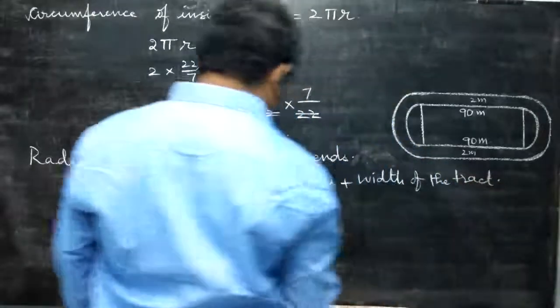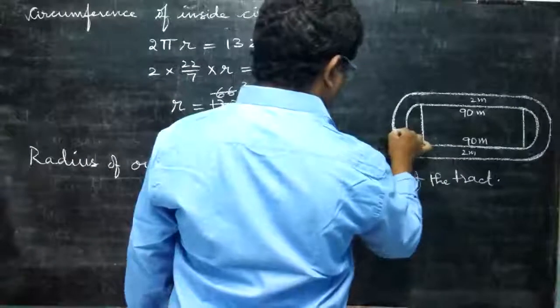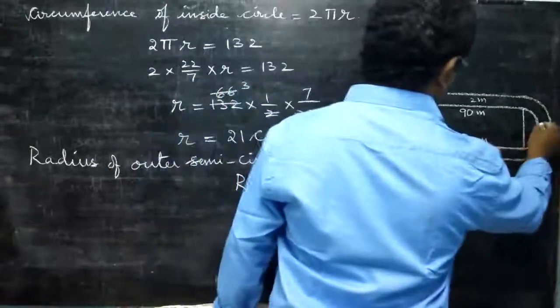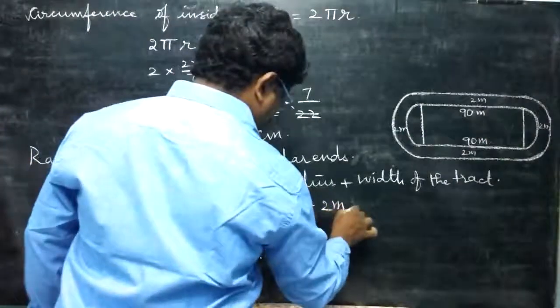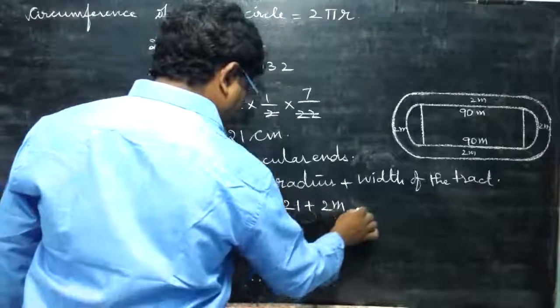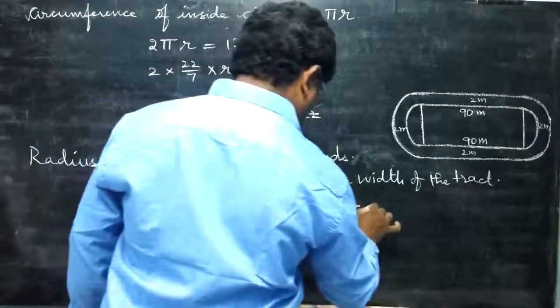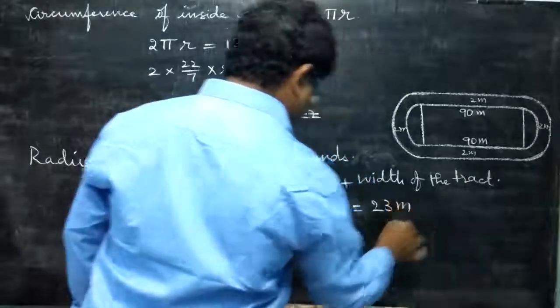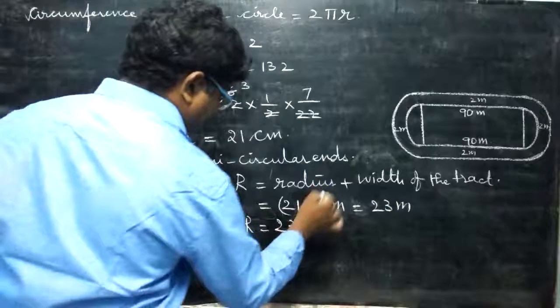Now we got the radius, how much? 21. For that, add this 2 meters, because the uniform path is also 2 meters. If you add 2 meters, you will get capital R is equal to 21 plus 2 meters, that is equal to 23 meters. Capital R we got as 23 meters.